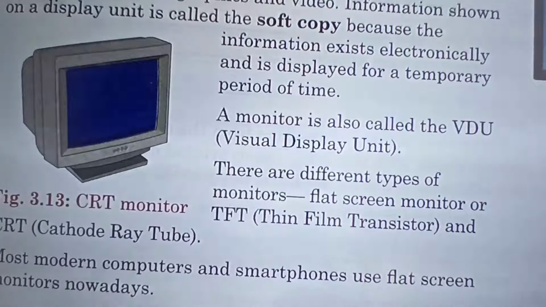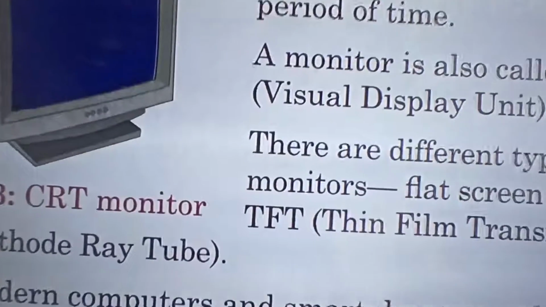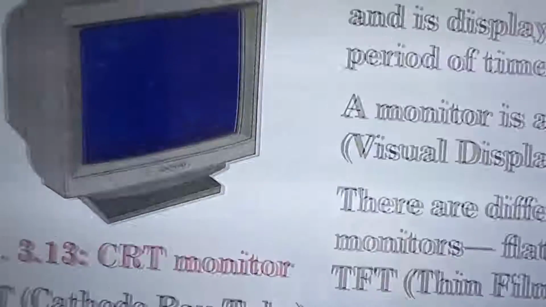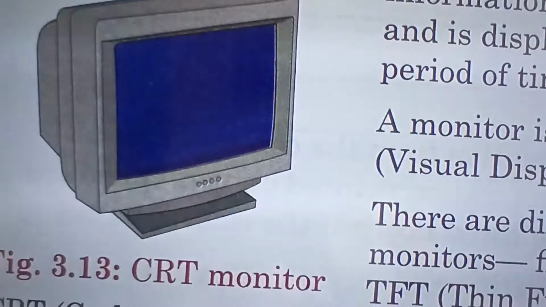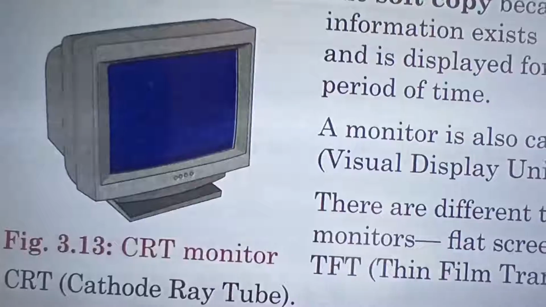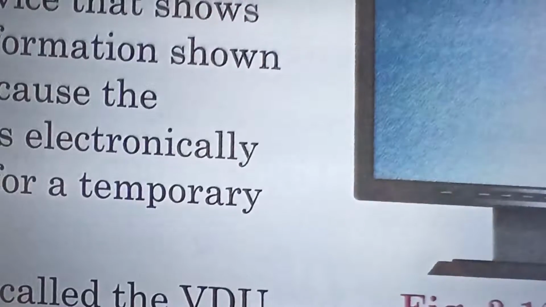Now here in the picture you can see the CRT monitor, that is cathode ray tube monitor, and here you can see the TFT, thin film transistor monitor, or the flat monitor.